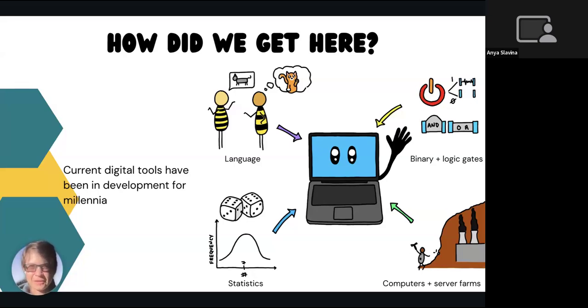So how did we actually arrive at the technologies that we currently have? Well, they've been a very long time in the making. Current digital tools have been in development for probably as long as humans have been around. And they started with the development of language as a way to create ideas in another's mind that exist in your mind. You're essentially exchanging information and hoping that whoever you exchange that information with is able to recreate it in a similar enough way that you can form a connection.